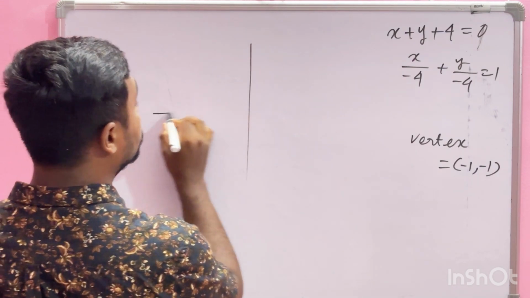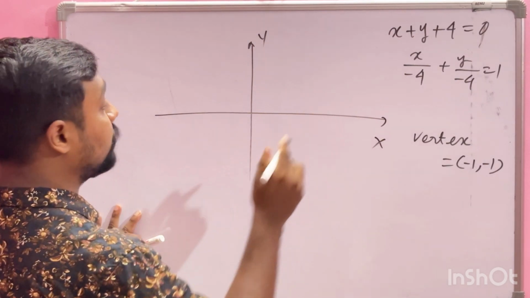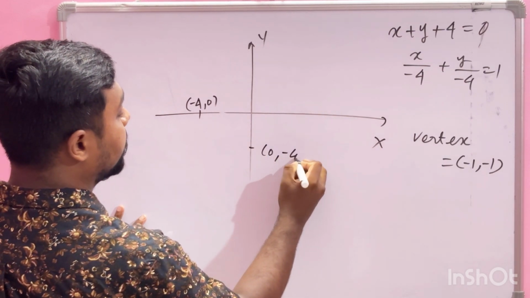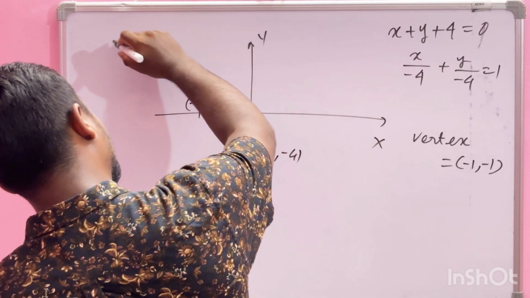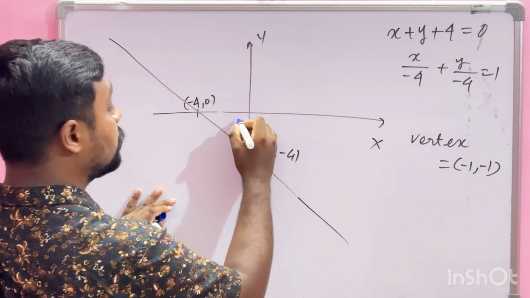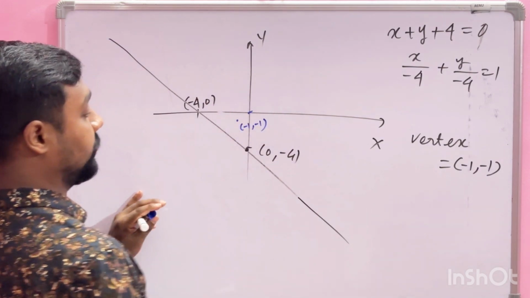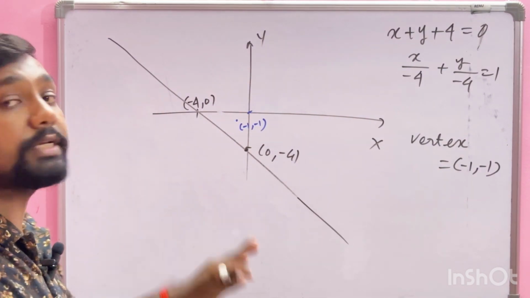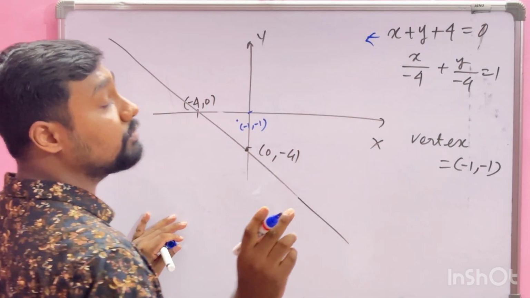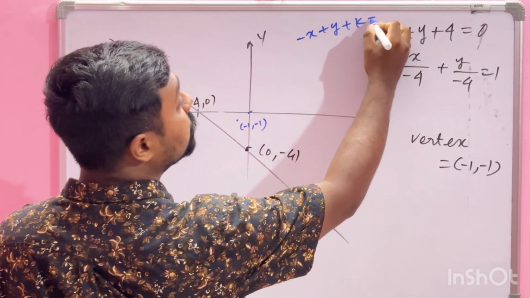If this is your axis, now see where the directrix is situated: the point (minus 4, 0) is here, and this is (0, minus 4). So the directrix will pass through these 2 points, and the vertex is (minus 1, 1). So suppose this is your vertex, (minus 1, 1), and this is your origin. The axis of the parabola is always perpendicular to the directrix. So from the equation of the directrix, the equation of the axis of the parabola will be minus x plus y plus k equal to 0.